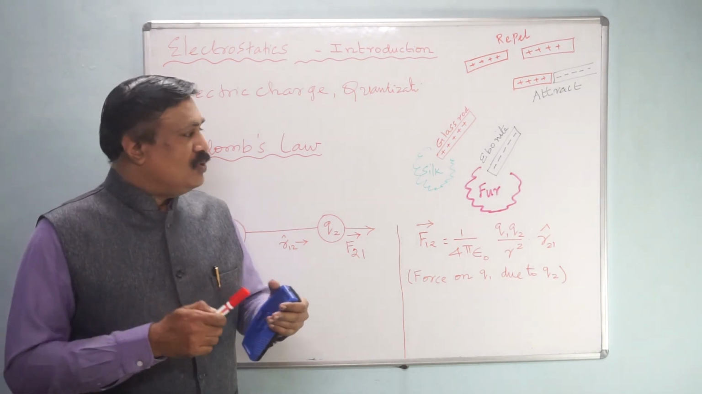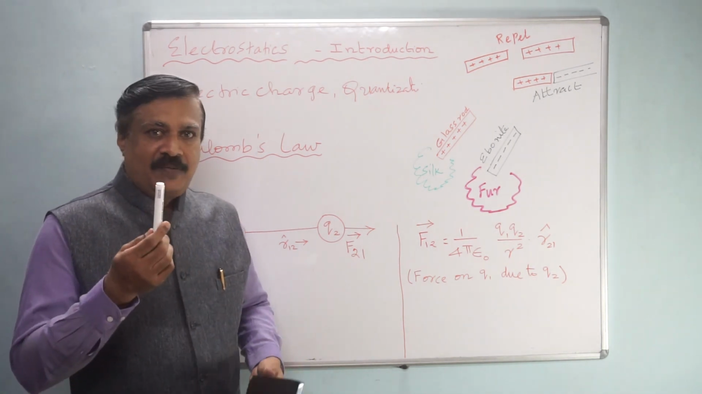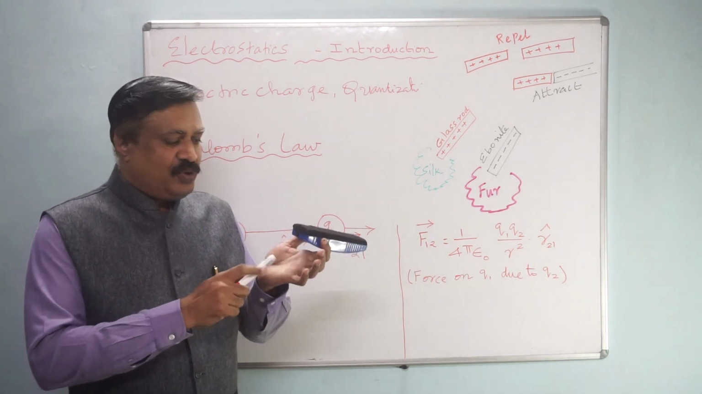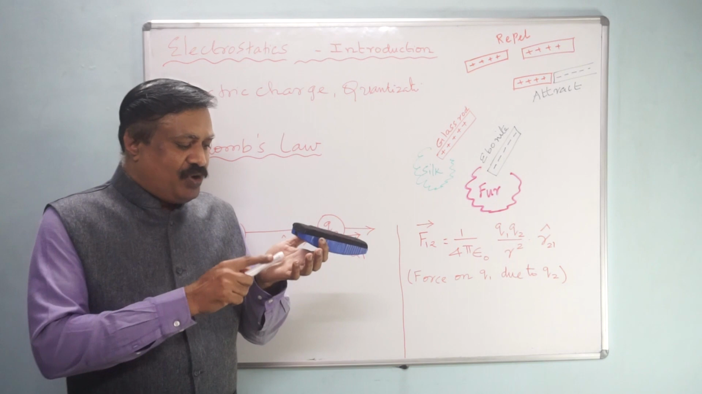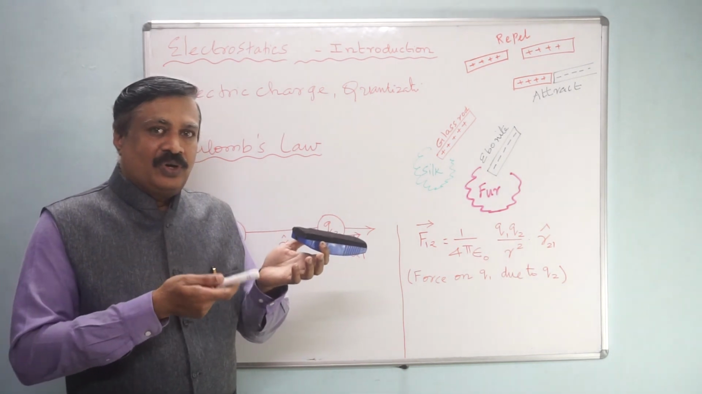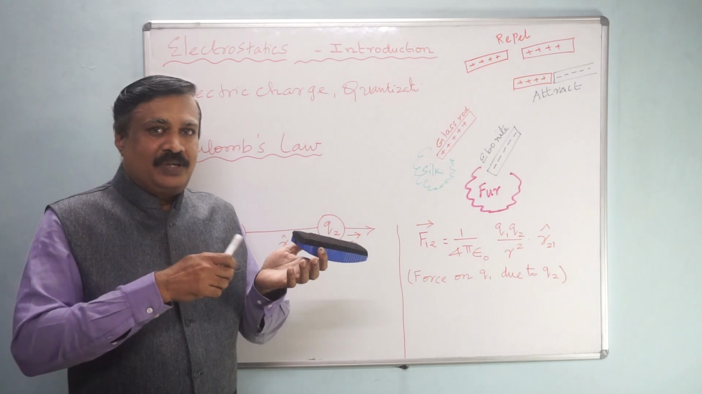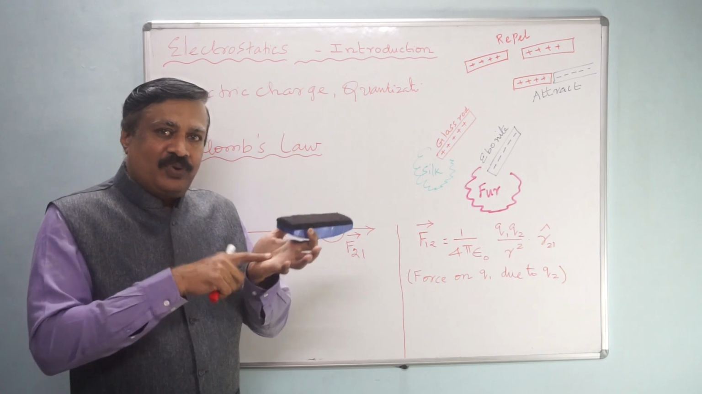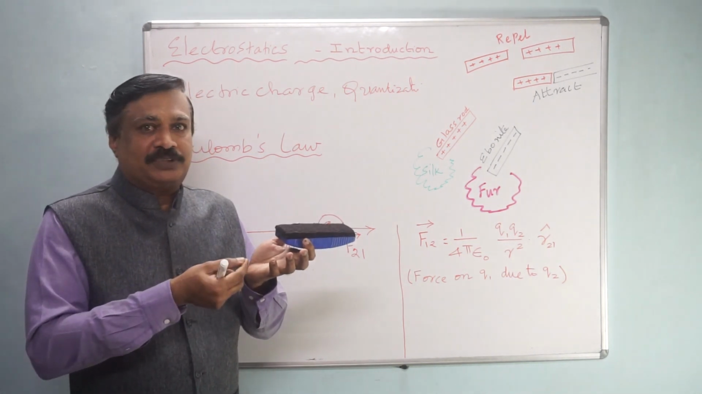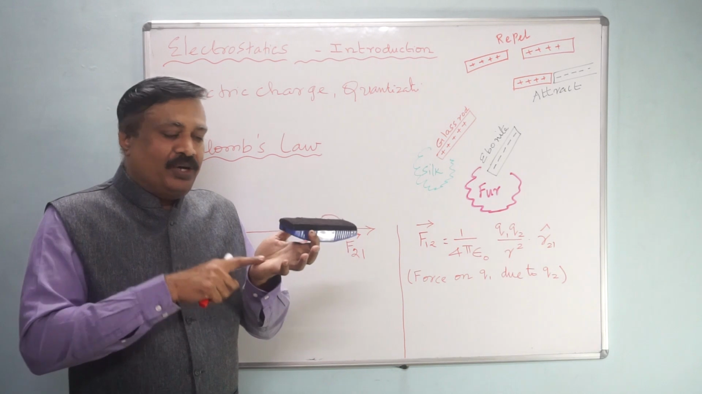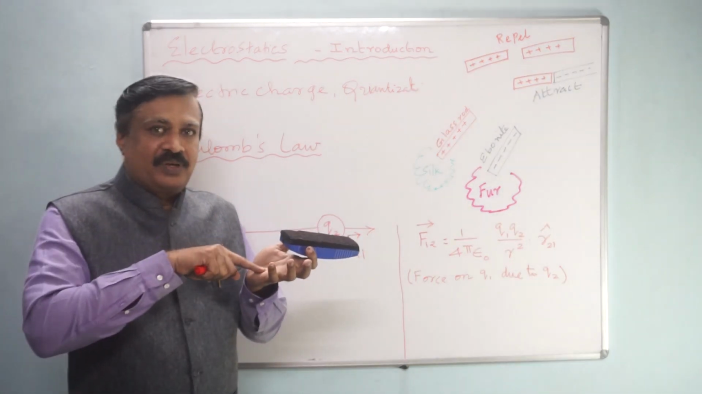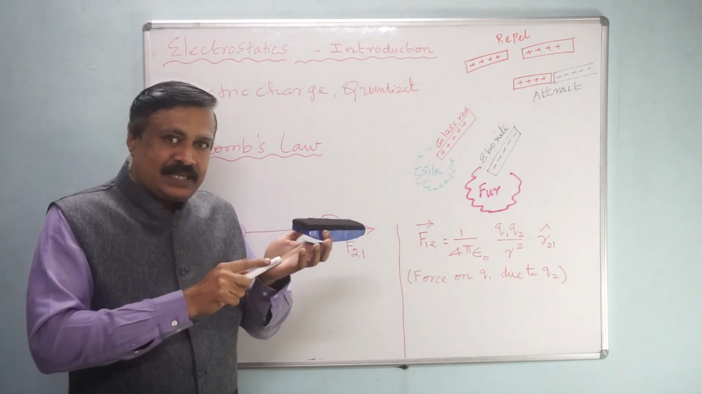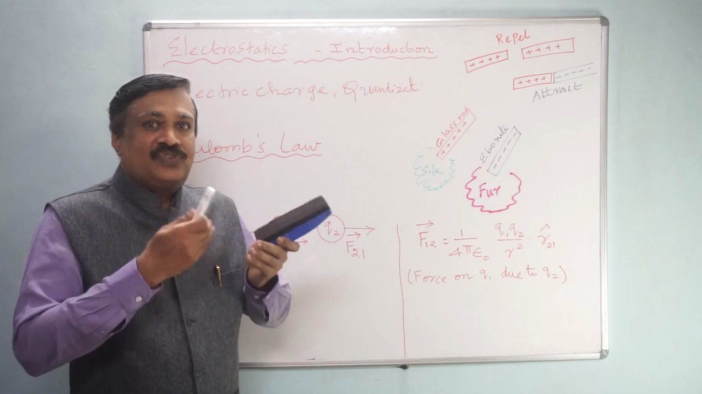Now take a glass rod and some silk cloth, and rub it. When you are rubbing it, you are doing some work. Just like when you rub your finger on your hand, what do you feel? You feel some amount of heat is developed. That means you are doing some work, and due to work, heat is generated. Just like if you rub a glass rod on a silk material, heat is generated.